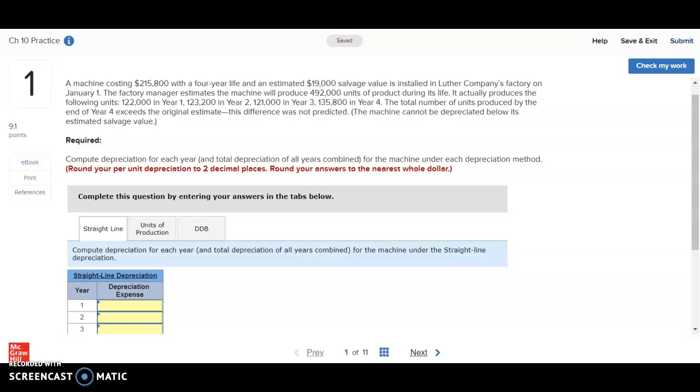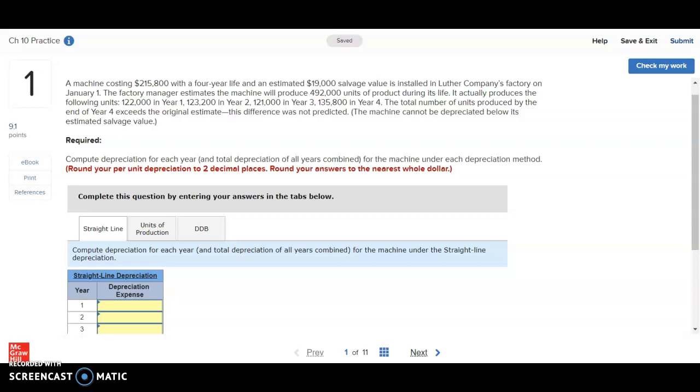Hi everyone. This is going to be our chapter 10 practice, and you'll notice that there is only one version. There is not a practice A and a practice B. There is just one chapter 10 practice. So let's get started. Our first one is dealing with depreciation.